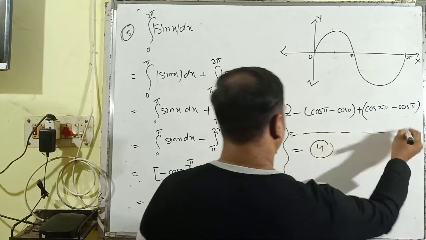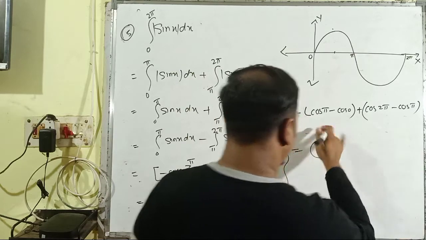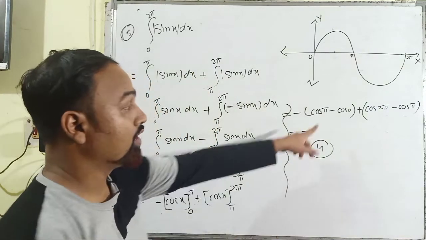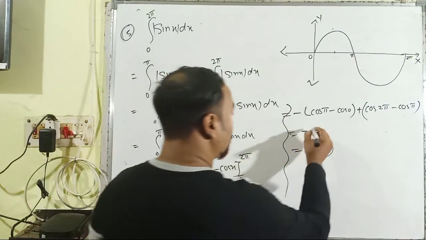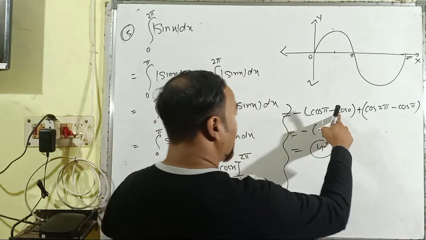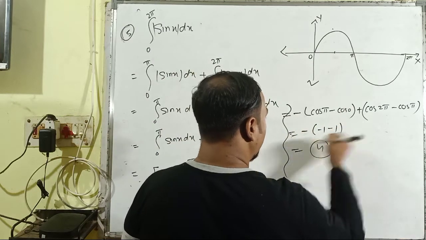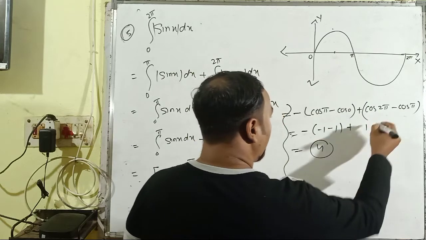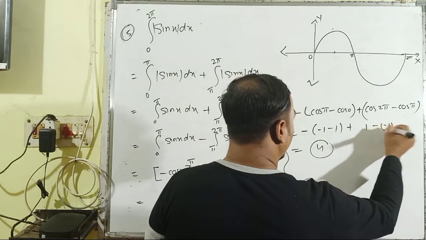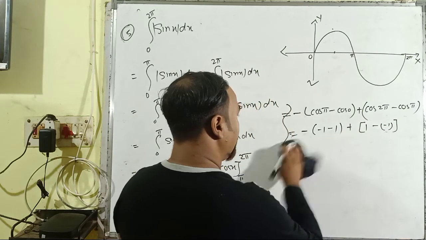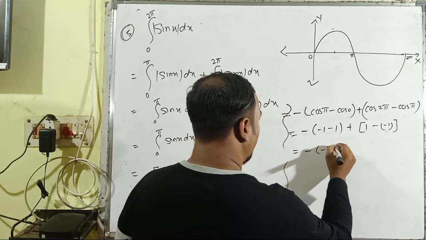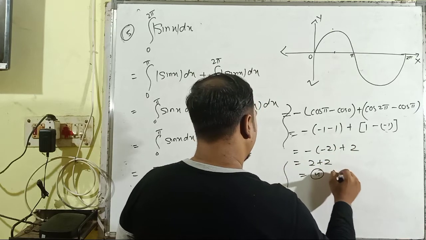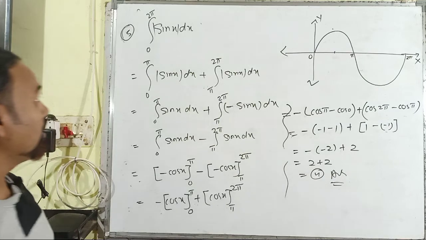You have to write down one more step here, with the values of all of the terms. How can we write it down? Here it is minus, then you have to find cos pi, and the value of cos pi is minus 1, then minus cos 0, it is 1, then plus cos 2 pi, it is 1, minus cos pi, it is minus 1. Let us solve it. Then it is minus 2 plus 2, it is 2 plus 2 is equal to 4, which is the answer for problem number 5.